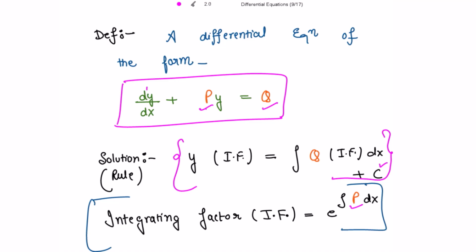So this is all about the introduction of the differential equations, and in the next content we are going to solve a few examples for this linear equation of first order. Okay, thank you.